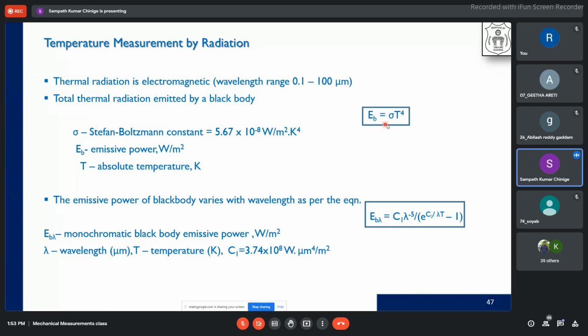It tells you the total emissive power. What do you mean by emissive power? In general, whether it is conduction or radiation, it is the heat transfer per unit area per unit temperature difference. That is what we call heat transfer, Q. If it is per second, then we call it the heat transfer rate.